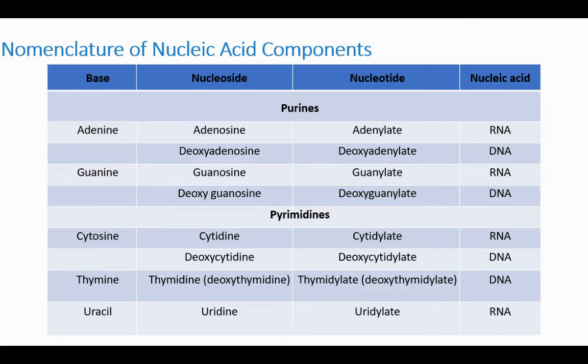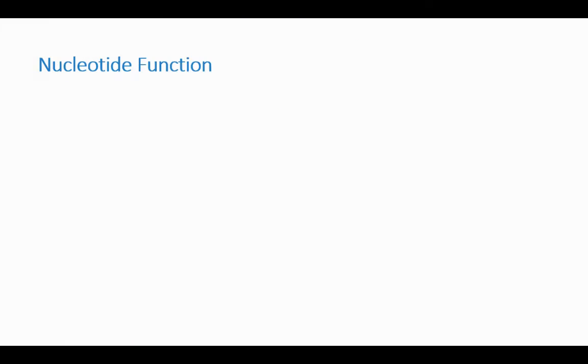So again, adenine, guanine, cytosine are all found in DNA. Thymine is found in the DNA. Uracil is in the RNA. So let's go now to the different functions.